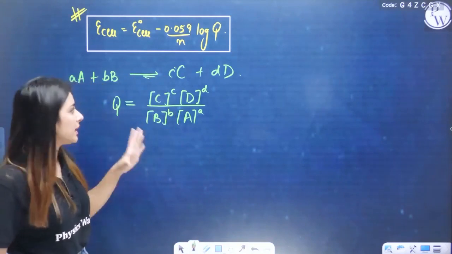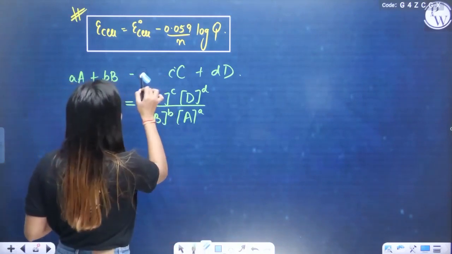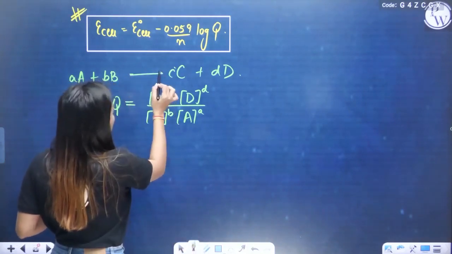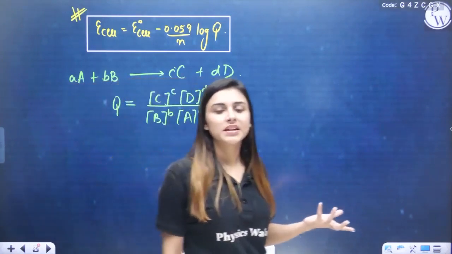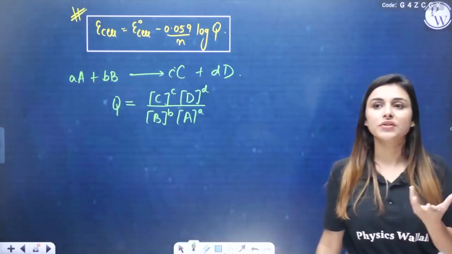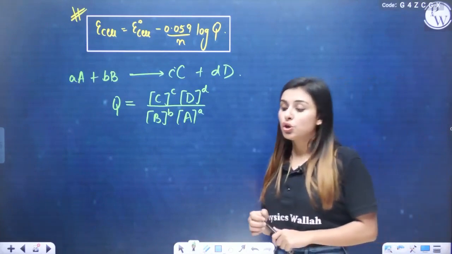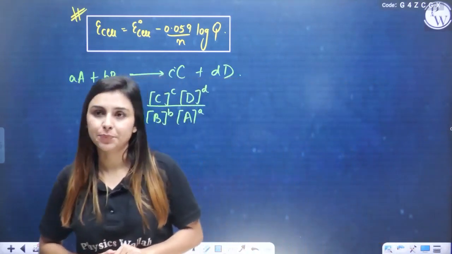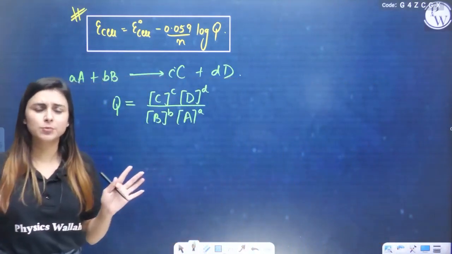Yes, I'm telling you again and again. If you want to write it like this, you'll understand it better that the equilibrium hasn't been achieved yet. So this is how your reaction quotient is written. I hope you're clear with this particular part.